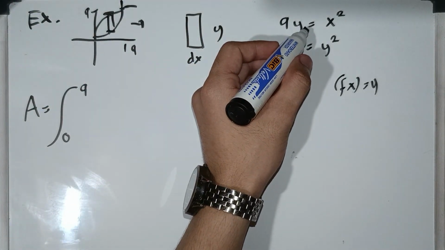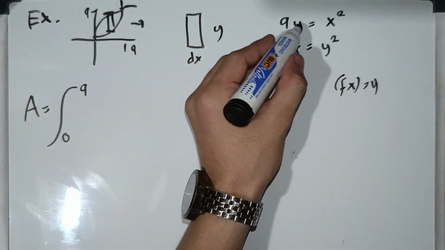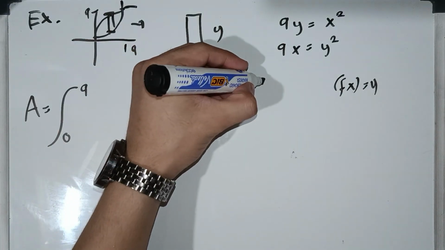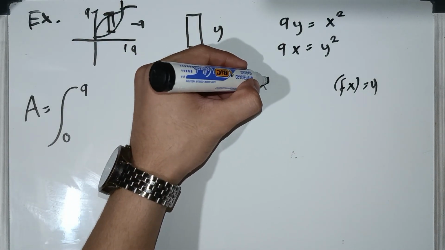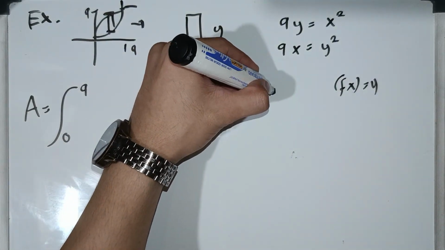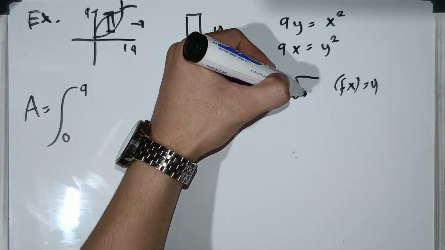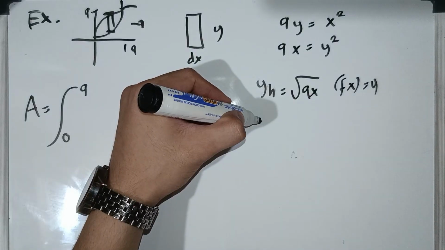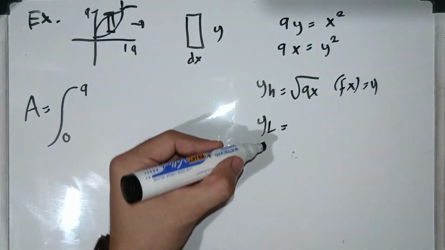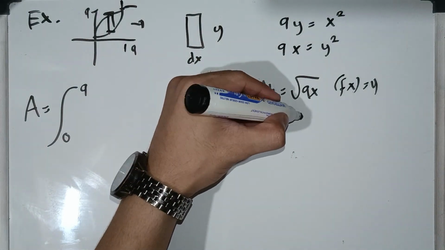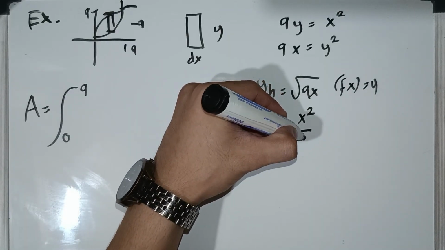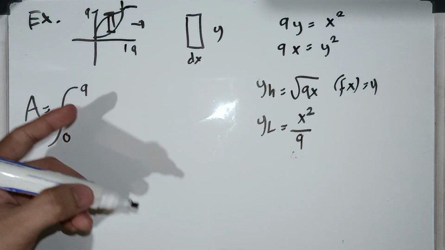So now let's get the value of y in terms of x. That is, y high is equal to the square root of 9x, and the y low is equal to x squared all over 9. So let's use this.